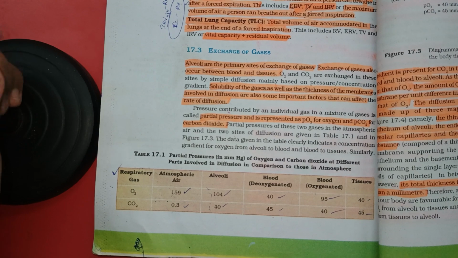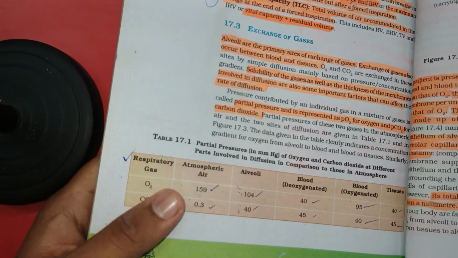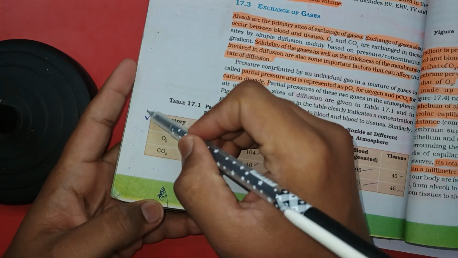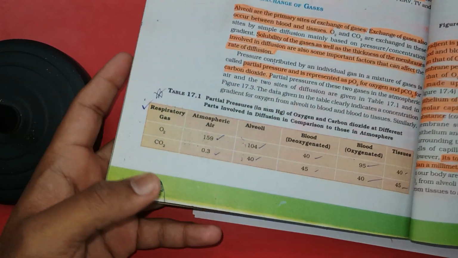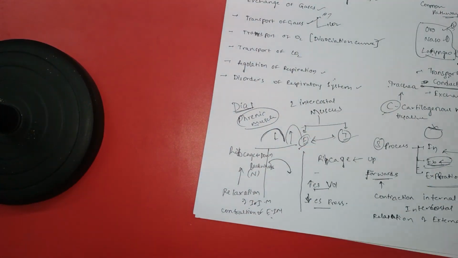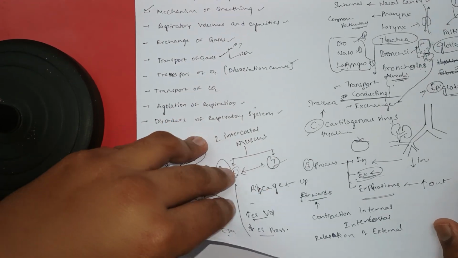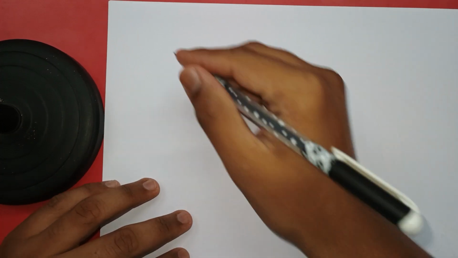And now let us see about the exchange of gases. It is very interesting, and you also have to learn this table by heart. This is also an important table, guys. This pressure table, the partial pressure table, is important. Now let us see about the exchange of gases.